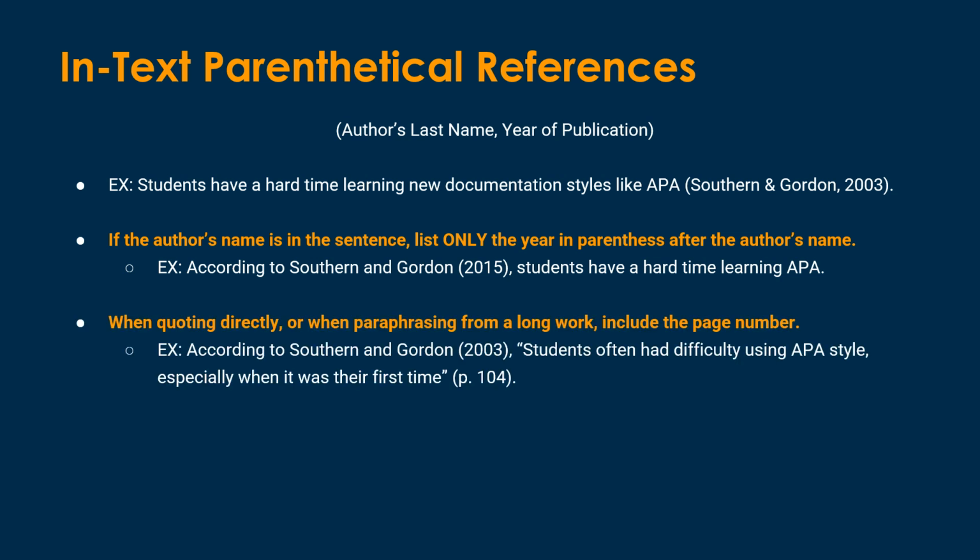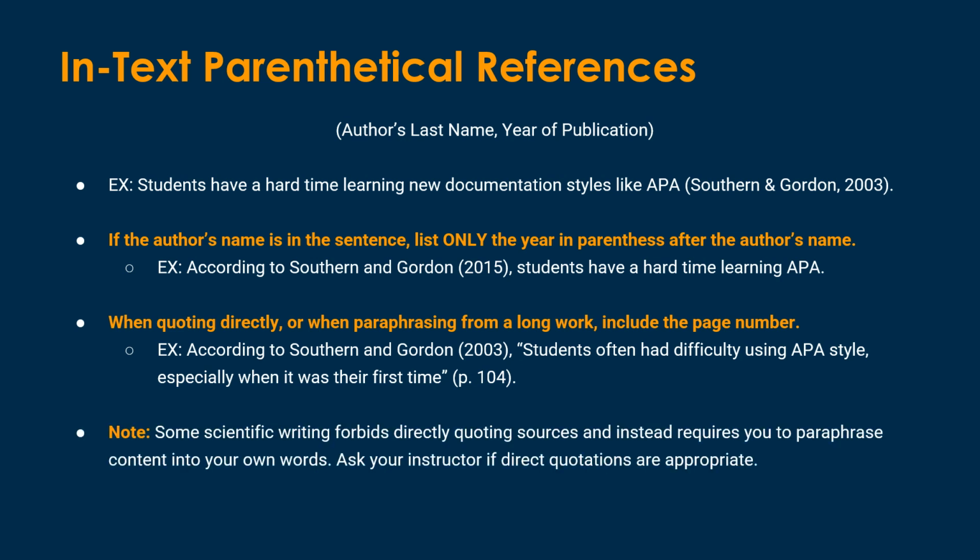When paraphrasing from a shorter work, like a newspaper or journal article, the author's names and year of publication are sufficient. However, if you use a direct quote or paraphrase from a longer work, a page or paragraph number must also be included, as shown in this example. According to Southern and Gordon (2003), "students often had difficulty using APA style, especially when it was their first time" (p. 104).